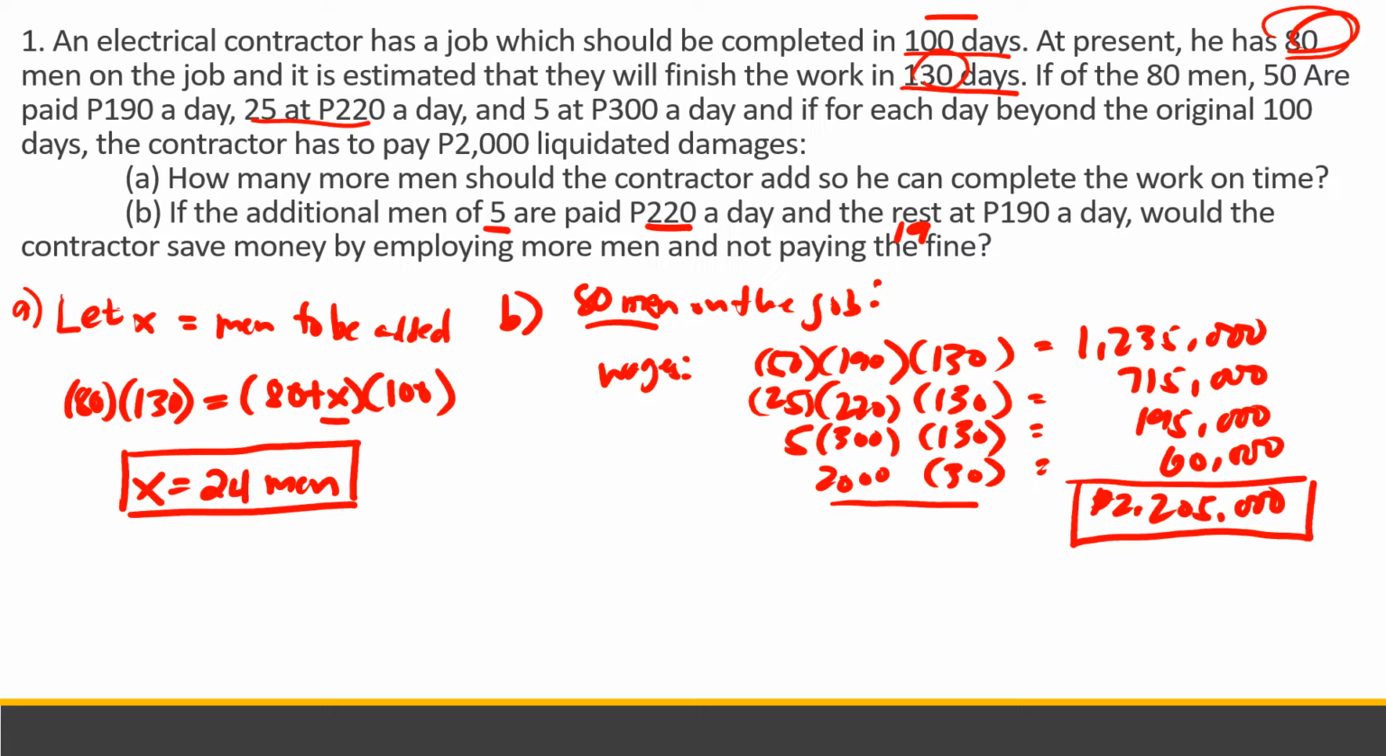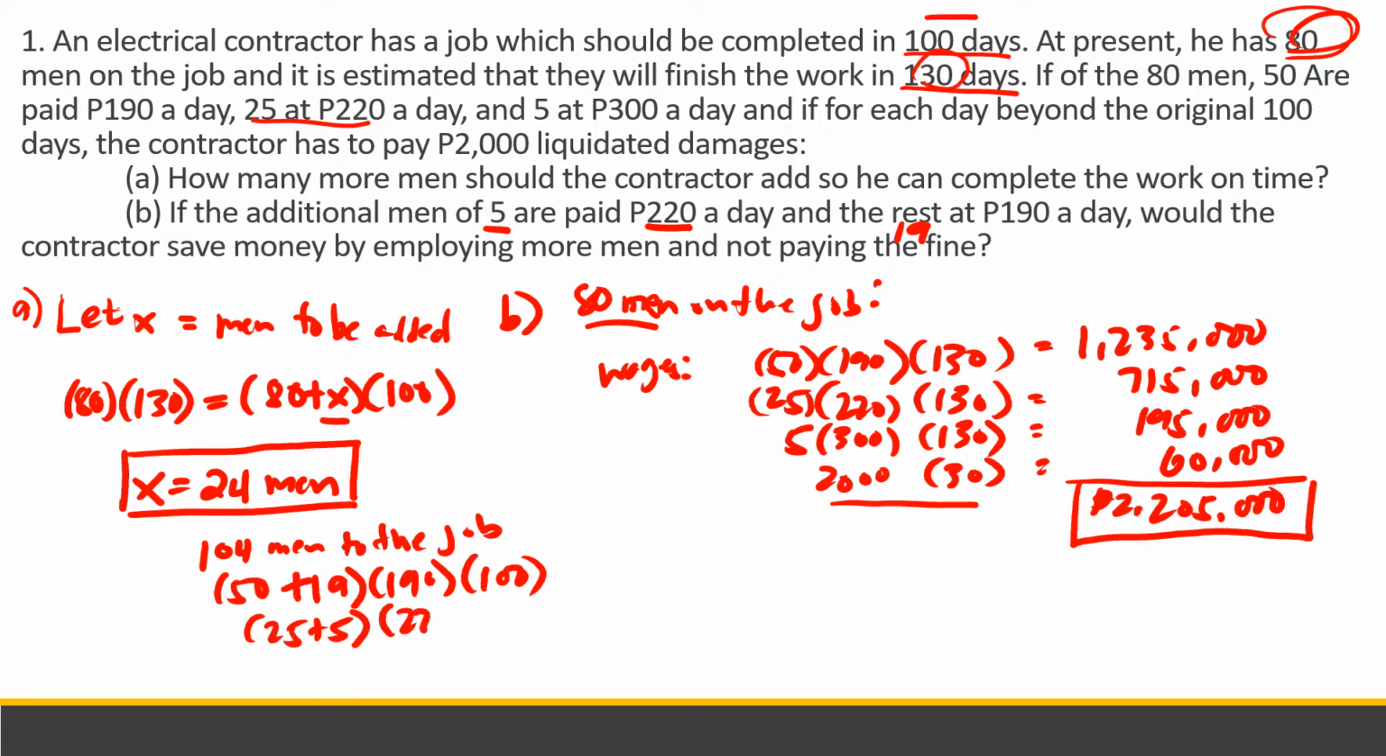2,205,000. So now, if meron siyang 104 men, meaning mag-hire siya ng another 24 men, so yung initial 50, which is mag-a-add ng 19, that pays 190 a day for 100 days. And then yung 25, meron pang additional 5, 220 for 100 days. And the 5 times 100.